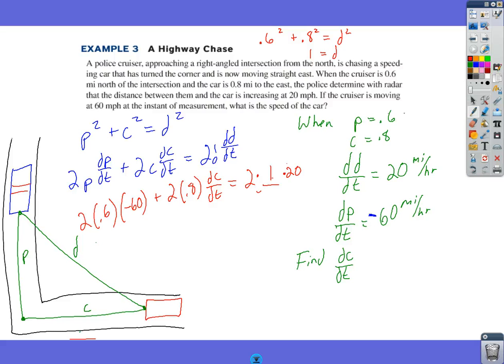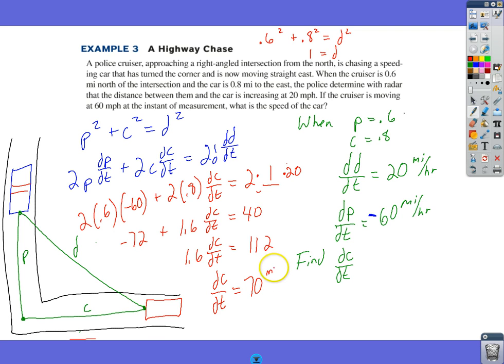Now I can multiply things through. What I'm going to find is negative 72 plus 1.6 dC/dt is equal to 40. Add 72 to both sides. I get 1.6 dC/dt is equal to 112. Then I divide by 1.6 on each side, and I get that dC/dt is equal to 70 what? Miles per hour.